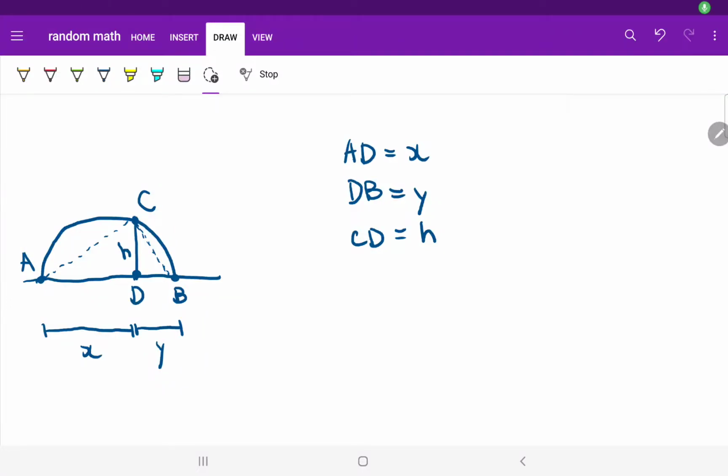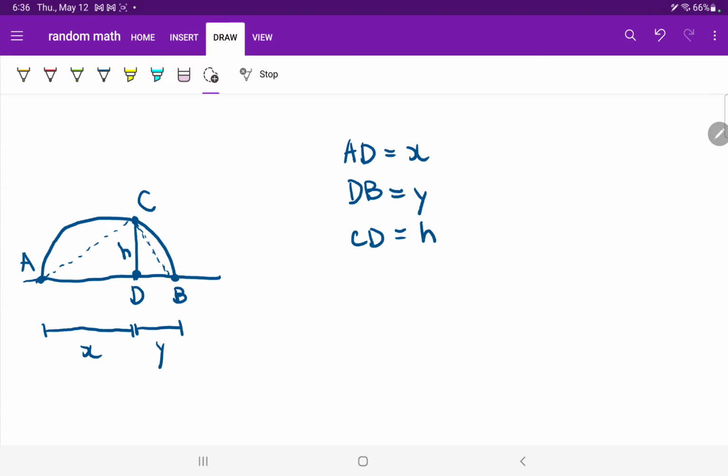We're going to take a look at this question and understand how we can express h in terms of x and y. As you can see here, we have a semicircle, and the distance from A to B, which is the diameter, would be x plus y. The distance from A to D would be x, the distance from D to B would be y, and finally the distance from D to C would be h. So how can we approach this problem?